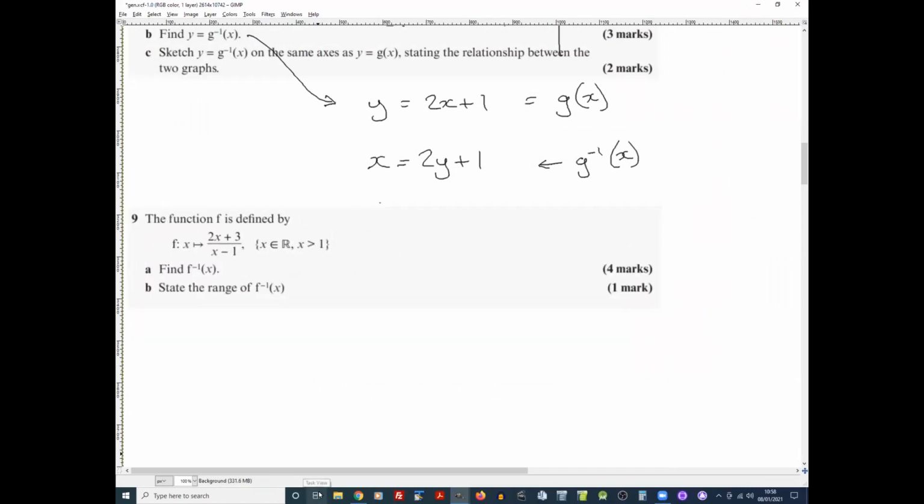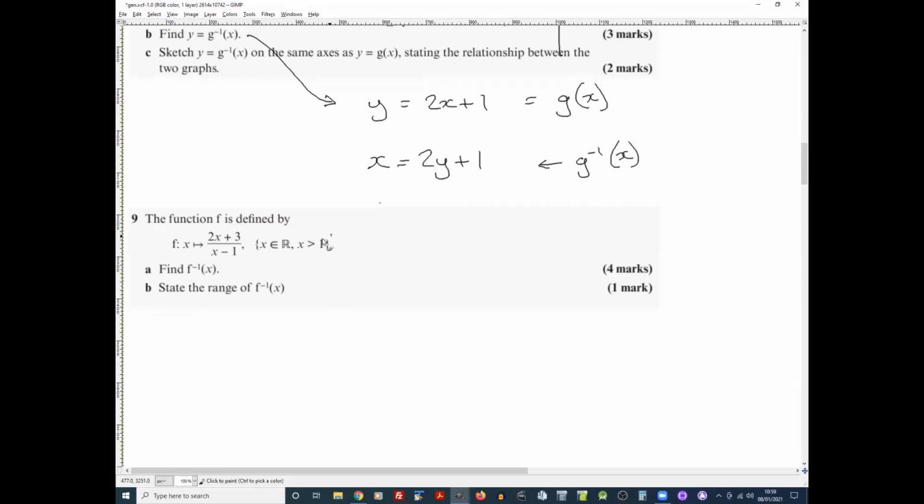The function f is defined by x mapping to, or f of x equals, that fraction, for the domain where x is strictly larger than 1. So if we were to draw it, it's a relatively hard one to draw because it's got a reciprocal element.